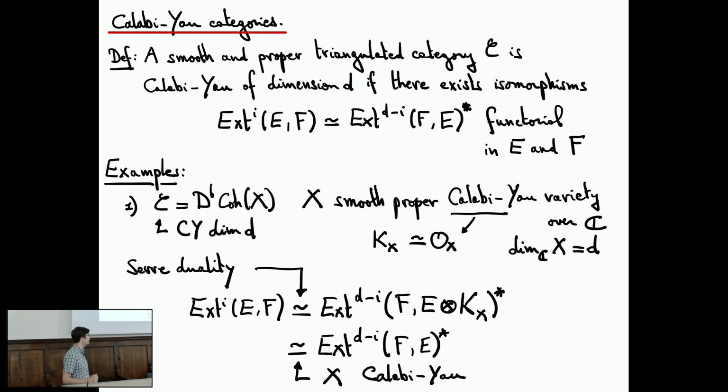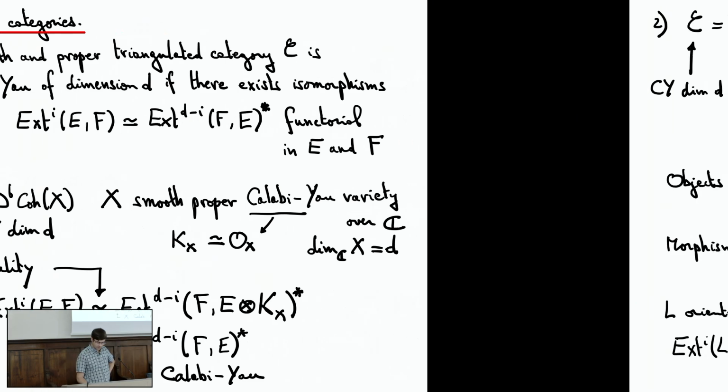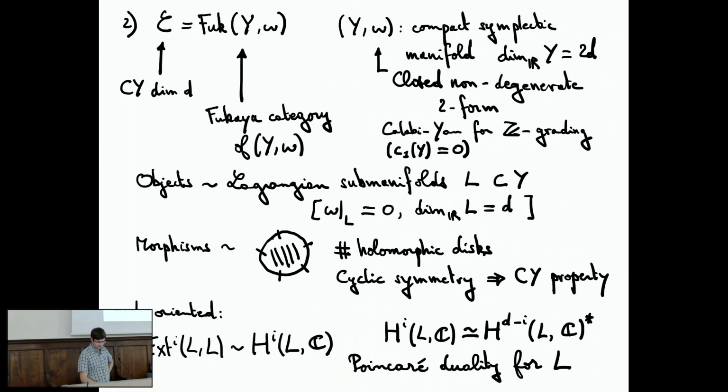So the first main example to keep in mind is the one I've just mentioned, coherent sheaves on a smooth and proper Calabi-Yau variety. But there are other examples which have quite a different origin. For example, from symplectic geometry, there are categories called Fukaya categories, which will have this property.